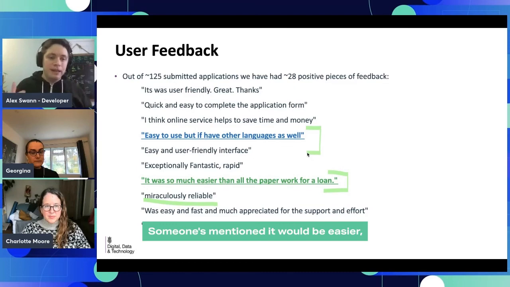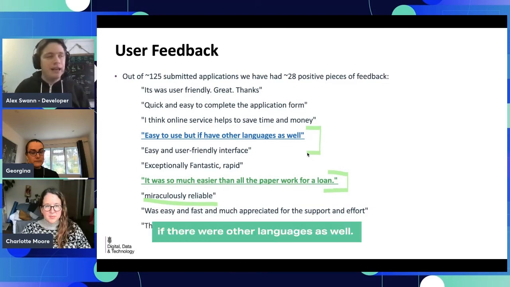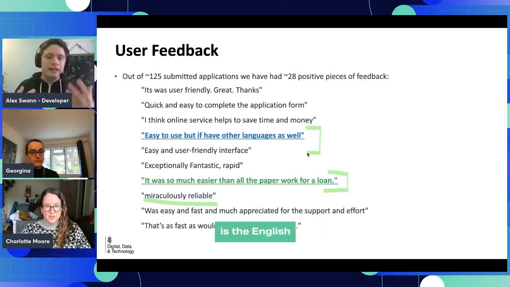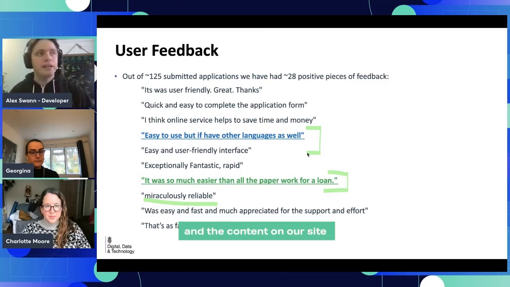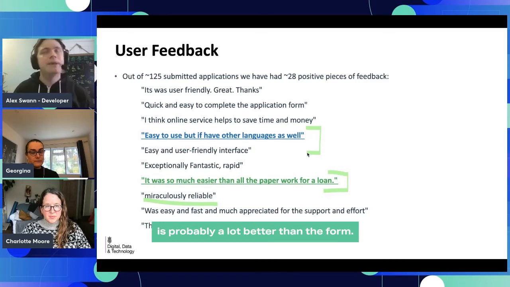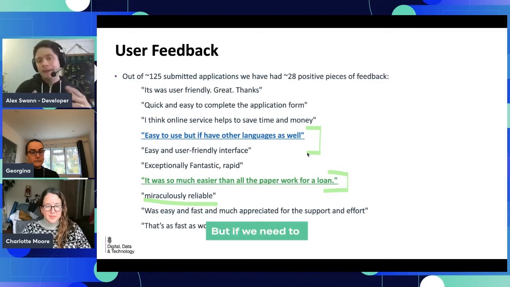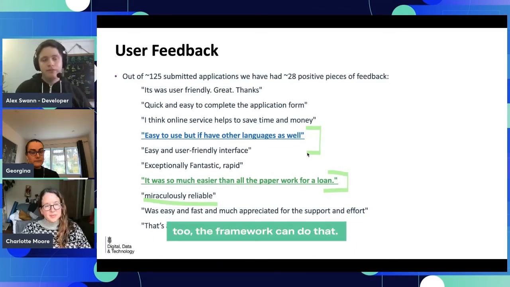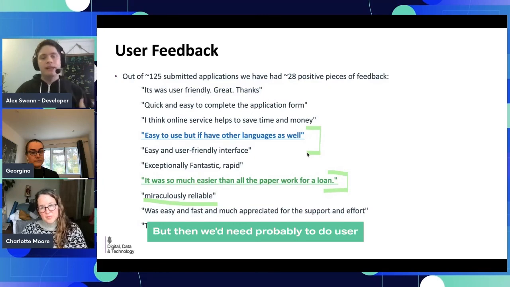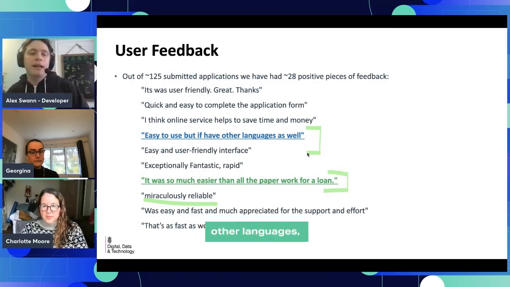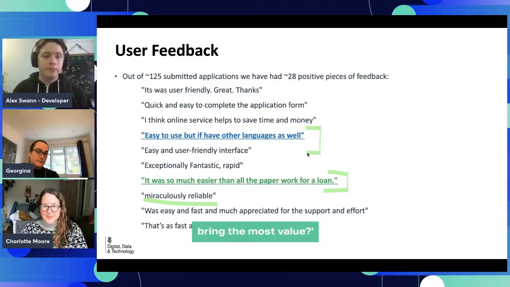Someone's mentioned it'll be better if there were other languages as well. And that was something that Charlotte mentioned earlier on. The English and the content on our site is probably a lot better than the form. I haven't seen the form myself, but it certainly sounds like it is. We try to use clear, concise, short language. But if we need to accommodate other languages too, the framework can do that. But then we'd need to do some user research into establishing, if we were to accommodate other languages, what languages would bring the most value.